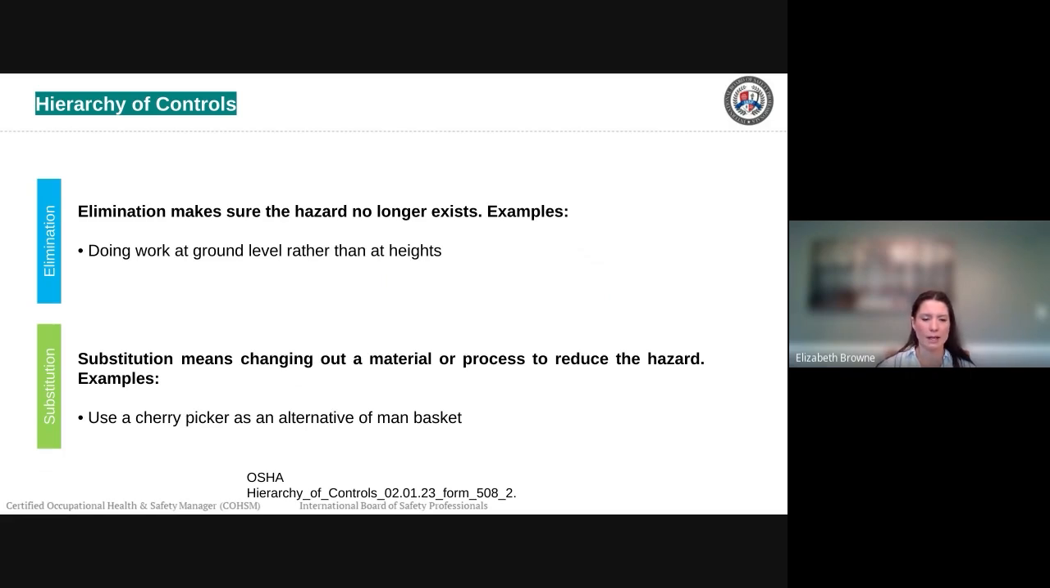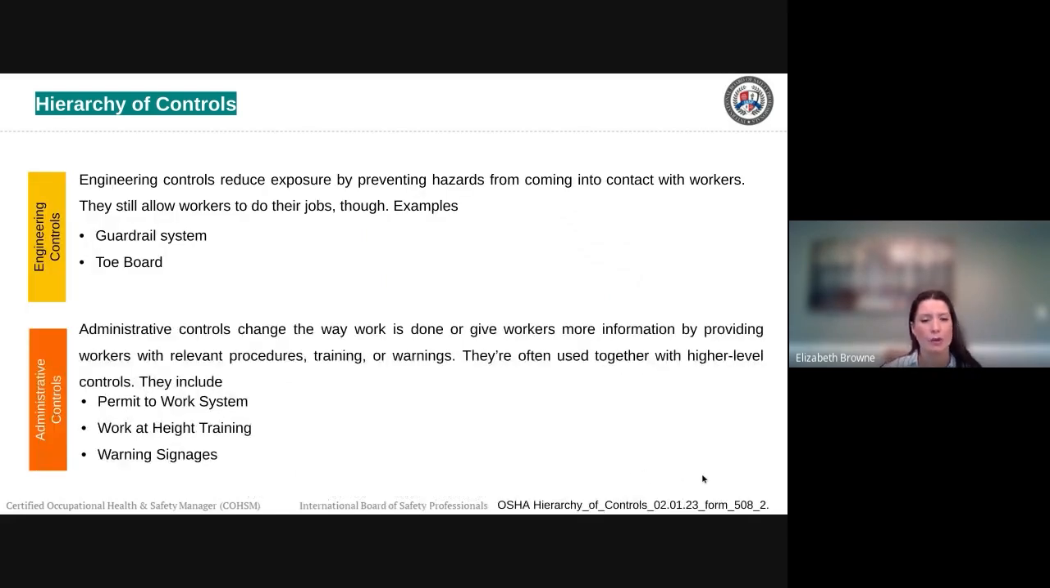The next level of hazard control is substitution. So we're changing out a material. I gave an example earlier about changing out a chemical for another chemical in our process that's less hazardous to employee health, but it still is effective for our process. Another example would be using a material or a tool, like using a cherry picker as an alternative to a man basket, because it's safer for our process and for our employees.